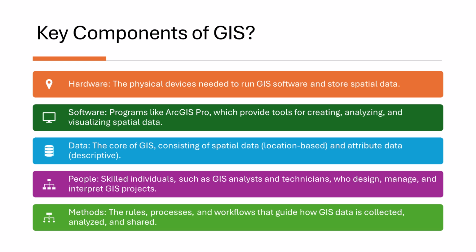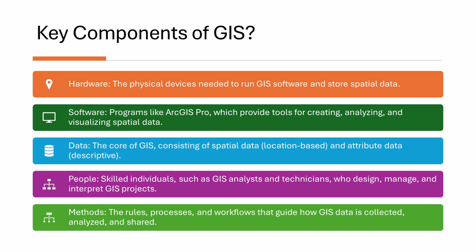To understand GIS fully, it is important to know its five key components, which work together to make GIS a complete and powerful system. First, we have hardware. This includes all the physical equipment you need, like computers, servers, GPS devices, and scanners. Hardware allows us to run GIS software and handle large datasets efficiently.